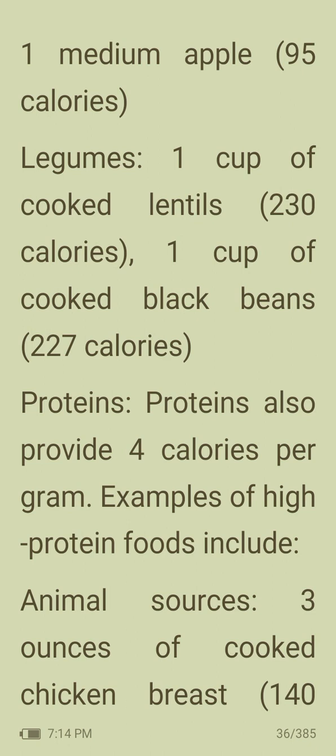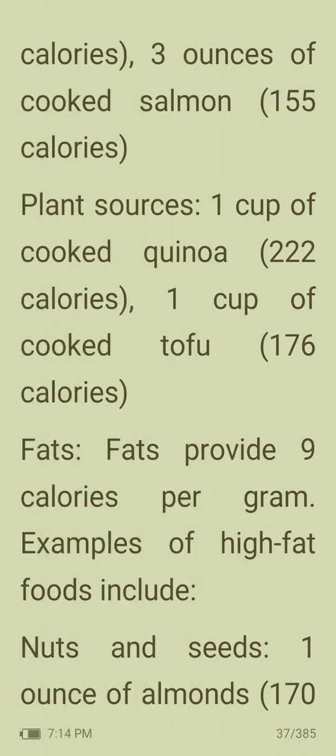Proteins also provide 4 calories per gram. Examples of high protein foods include animal sources: 3 ounces of cooked chicken breast, 140 calories. 3 ounces of cooked salmon, 155 calories. Plant sources: 1 cup of cooked quinoa, 222 calories. 1 cup of cooked tofu, 176 calories.